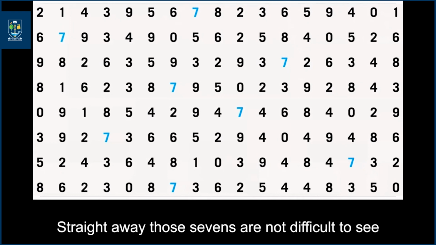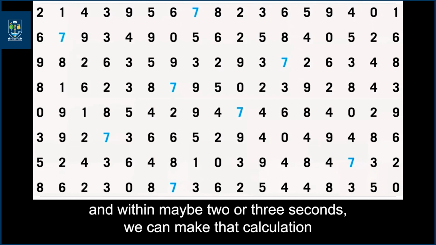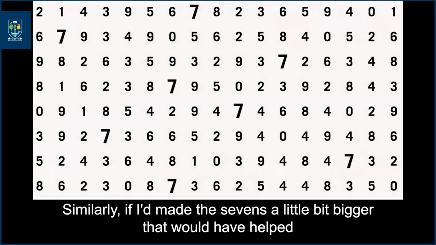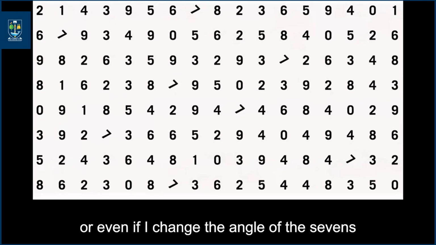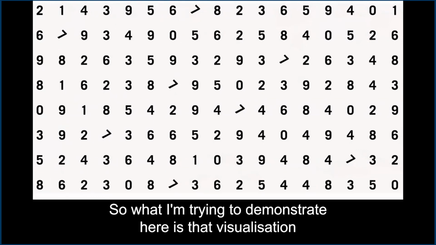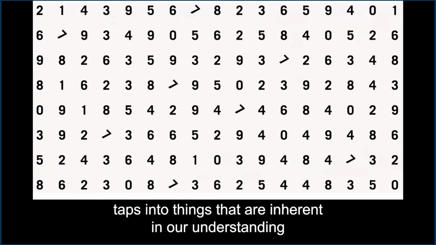Straight away, those 7s are not difficult to see, and within maybe 2 or 3 seconds, we can make that calculation. Similarly, if I'd made the 7s a little bit bigger, that would have helped, or even if I'd changed the angle of the 7s. So what I'm trying to demonstrate here is that visualizations tap into things that are inherent in our understanding.